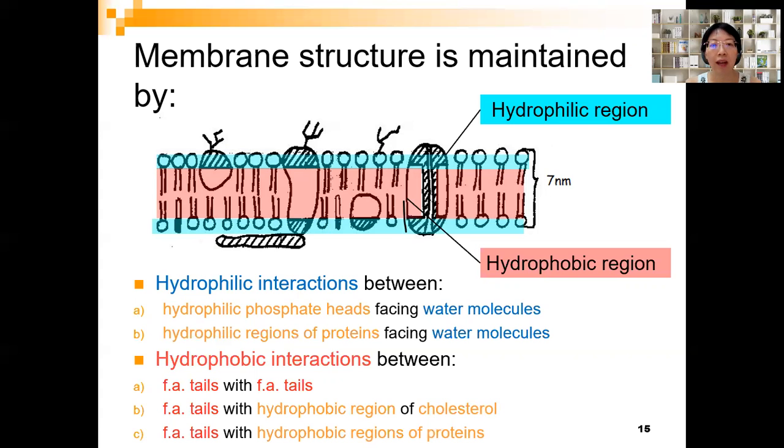Okay, maintaining the structure of the membrane is different from maintaining the stability. Maintaining fluidity is different. This is maintaining the structure. So pay attention. What maintains structure? What maintains viscosity? What maintains stability? All are different. So pay attention to the details.